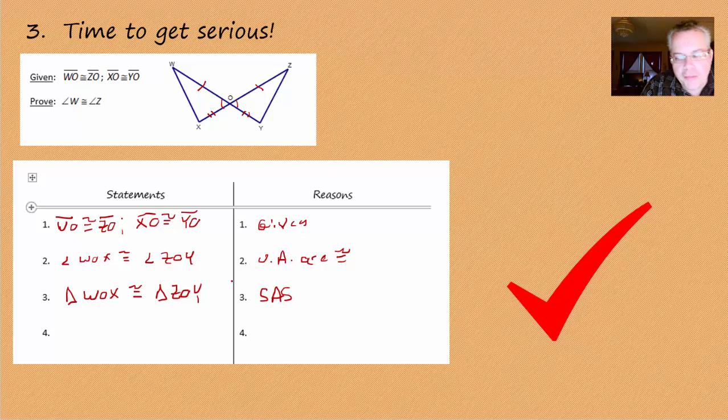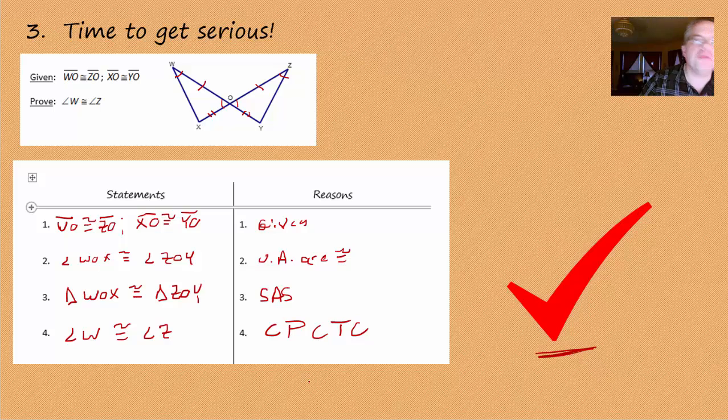Now before, we were kind of done, because our goal was always to prove triangles congruent. But we're taking it a step further. Our goal was to show that angle W is congruent to angle Z. But now, because we know these triangles are congruent, all their matching parts are congruent, we know that angle W is congruent to angle Z as well. Here it is. CPCTC. Done. Super. So it's really just one more step. We had to prove the triangles congruent. Then we could get that the matching parts we wanted are congruent.